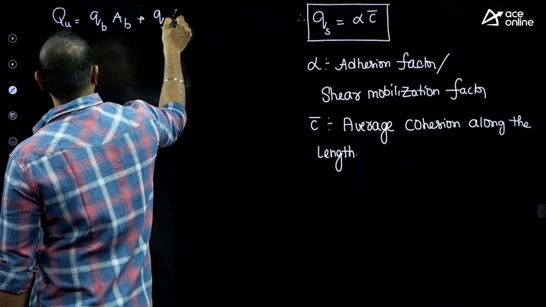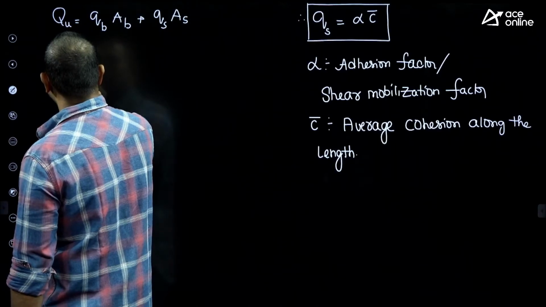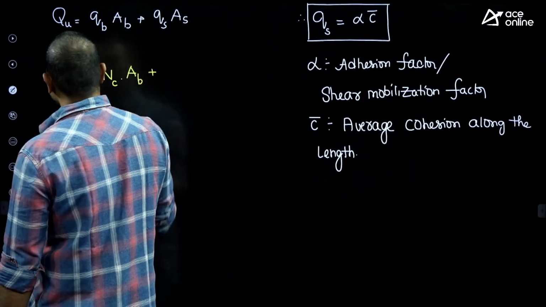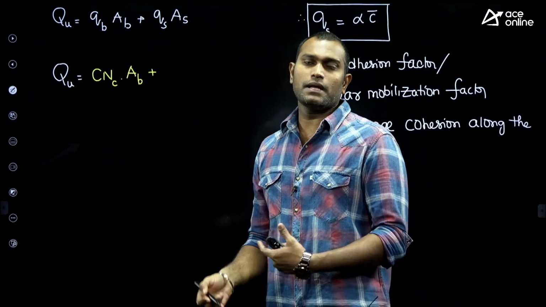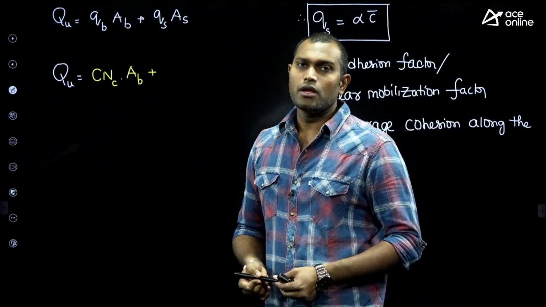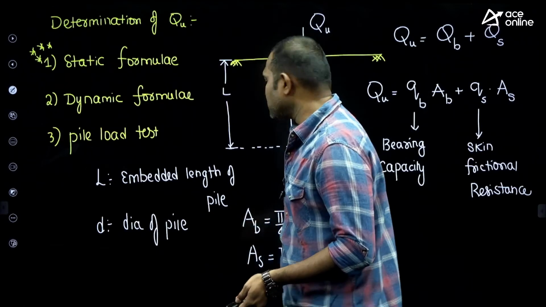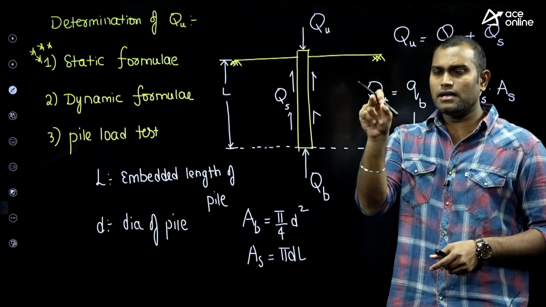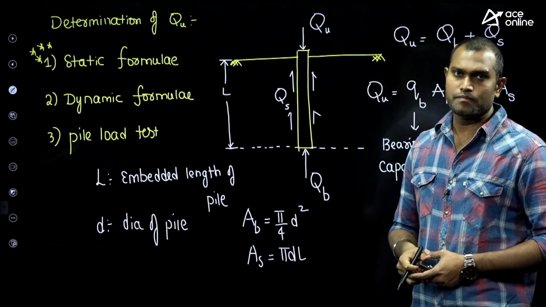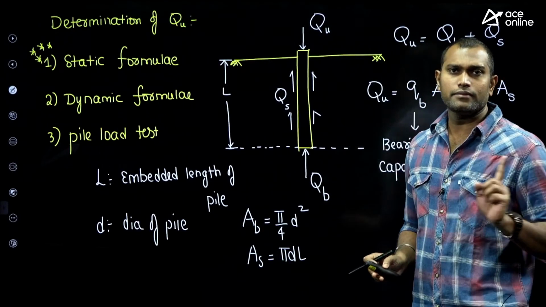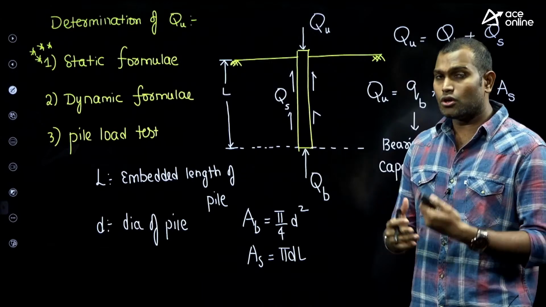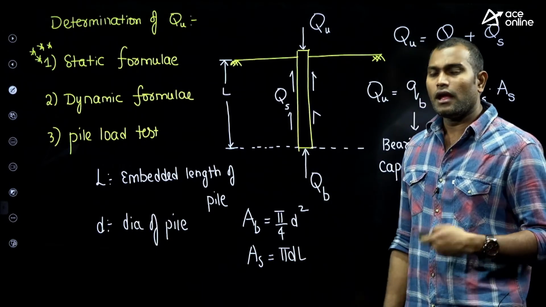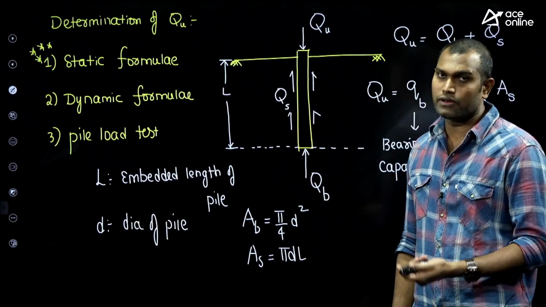Then Qu is equals to, in the case of the clay, the Qb is C Nc and Ab. Basically, we take the circular piles only, but sometimes in examination, they can also give you the square pile. So if it is a circular pile, I told you the base area as pi by 4 d square. If it is a square size, let's say A is a side of the square, then area at base is A square. And what is surface area? Perimeter 4A into length L. So basically we take the pile as a circular pile. That's the reason why I am representing the circular areas. And you can also change that into square if they have given that.